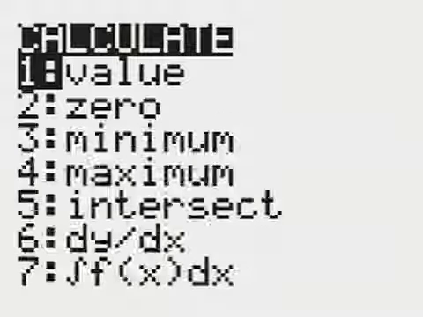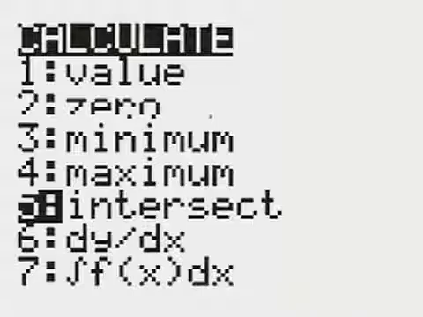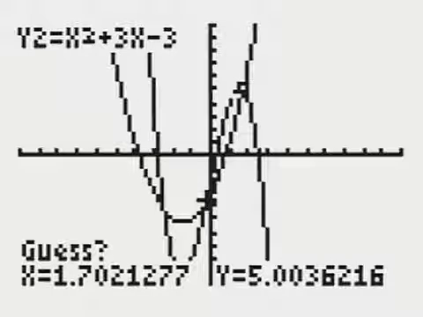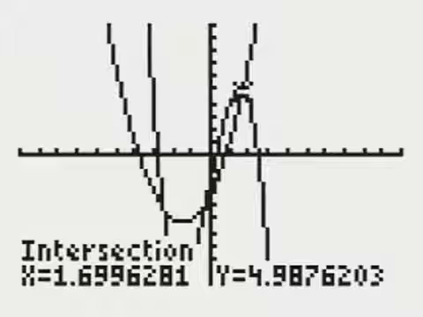Do the exact same thing to get our third solution. Calc menu, down to intersect, first curve enter, second curve enter, and then we're going to scroll to that third intersection point and hit enter. So we see that the third intersection point occurs when x is roughly positive 1.70, and so our third solution is 1.70. So putting that together, our three solutions here are negative 2.46, negative 0.24, and positive 1.70.